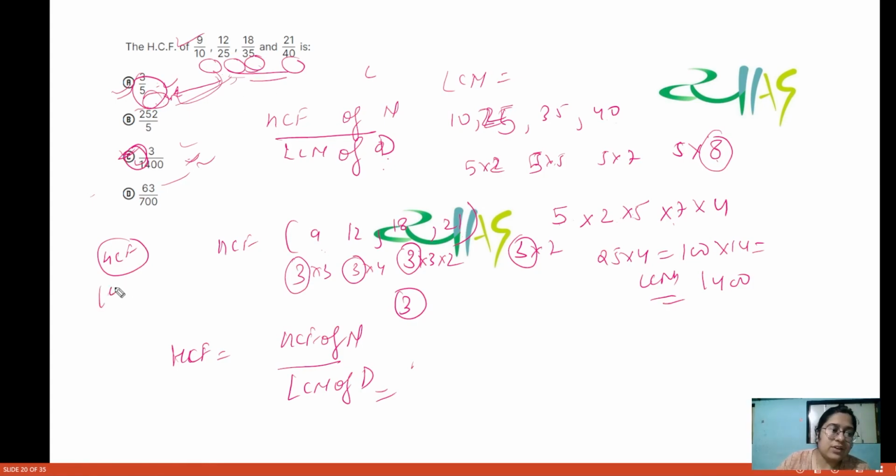Again, listen, 10, 25, 35 and 40 cannot have 5 as their LCM, because the LCM should be such that all of these numbers are able to divide this number. All of these numbers should be able to divide it. So when we take 1400, every one of these is able to divide this 1400 completely. So this is why we get this LCM. This becomes intuitive, and you don't have to calculate much.